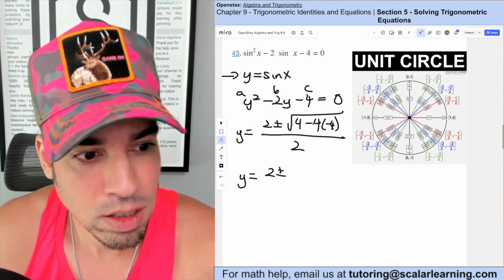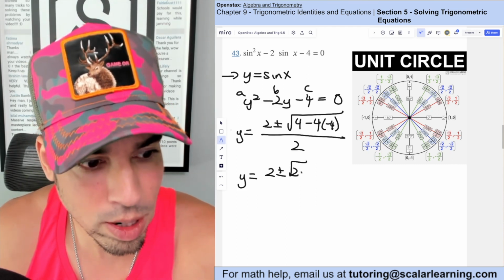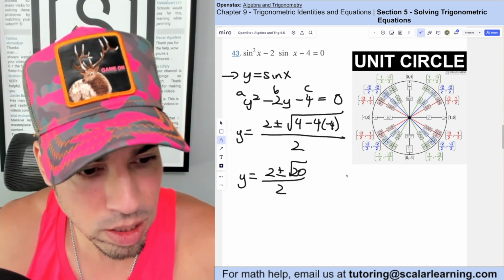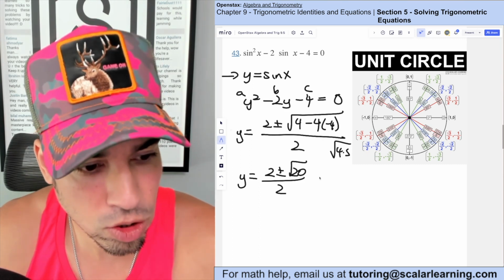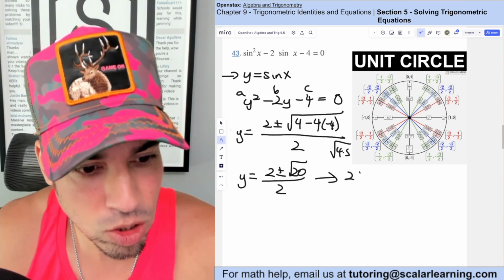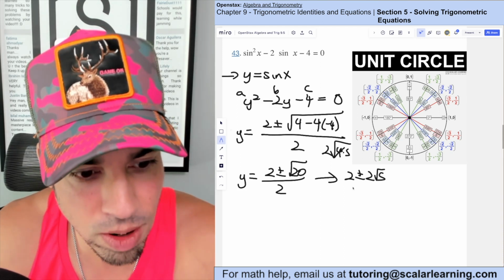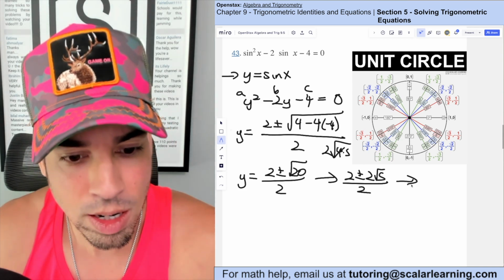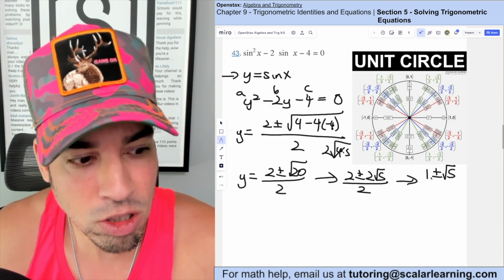Now this simplifies to -4 times -4 is 16, plus 4 is 20 over 2. And then I can simplify the square root of 20 because it's really 4 times 5, right? And square root of 4 can be simplified to 2. So this can now be 2 plus or minus square root of 4 is 2. So it becomes 2 rad 5 over 2. Last but not least, divide everything by 2, and I get 1 plus or minus rad 5. Okay, so here's my value for y.